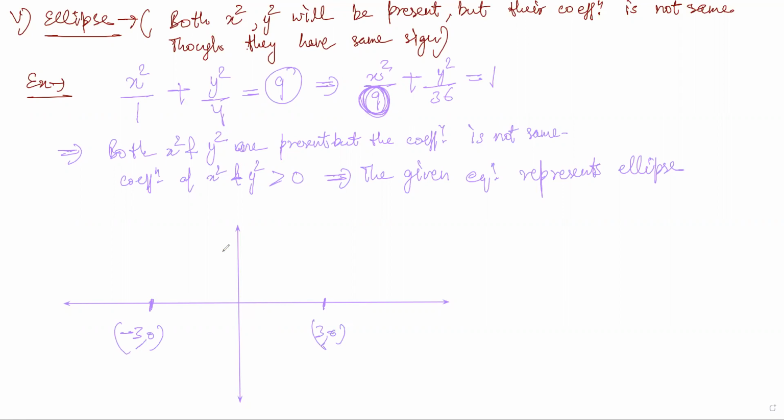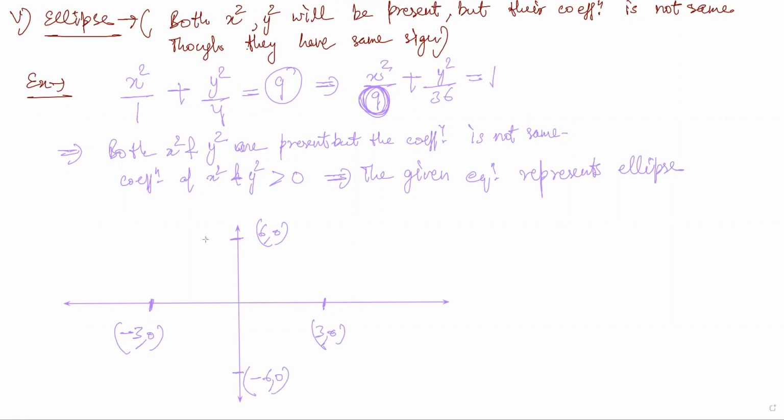Or you can think, what I'm doing right now is nothing but putting y equals 0. As soon as I put y equals 0, I got x as plus minus 3. Now put x equals 0, you will get y as plus minus 6. So find out these 2 points: 2 points when y is equals to 0 and 2 points for x is equals to 0. Now these are the points through which your ellipse will pass.